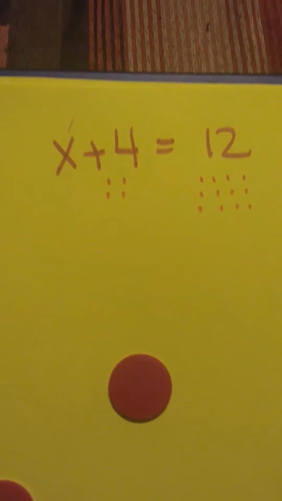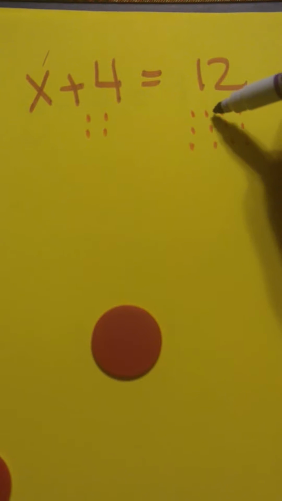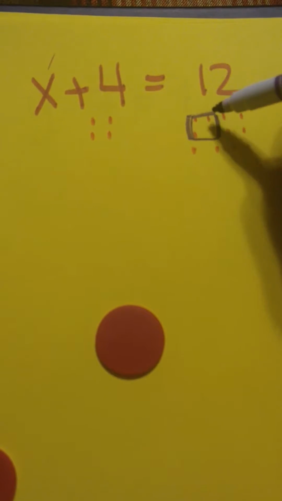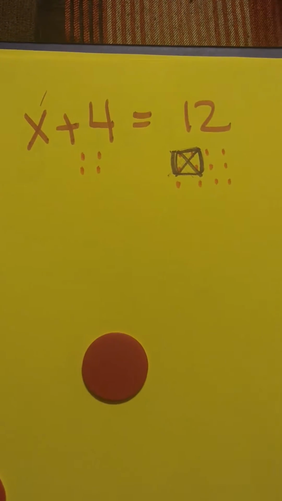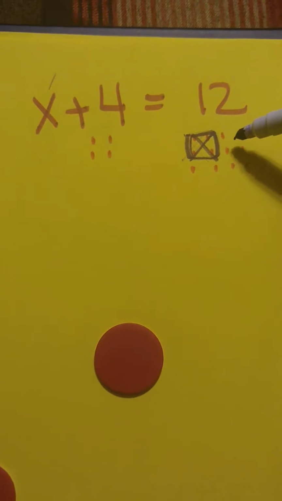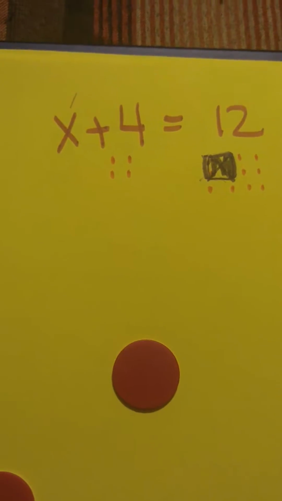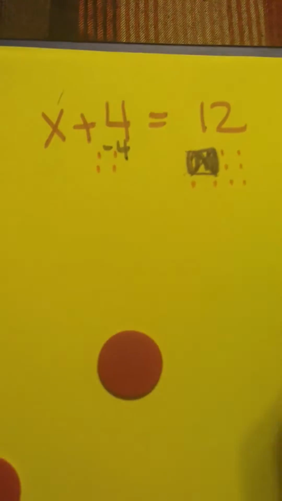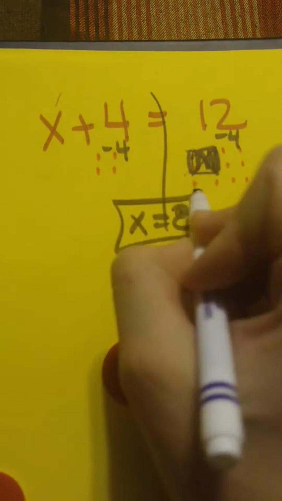So I am going to say I already have these 4 accounted for. Those are already part of my answer. So now I need to figure out what is left. Well, if I take away these 4, I'm left with 8. Keyword, take away. 12 minus 4 is 8. There are 8 units that I need. 8 and 4 make 12.